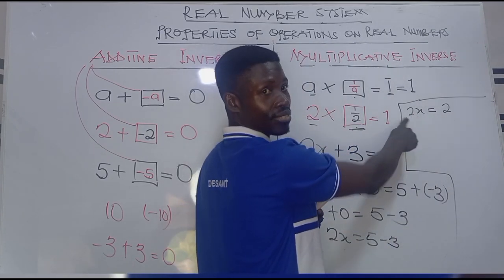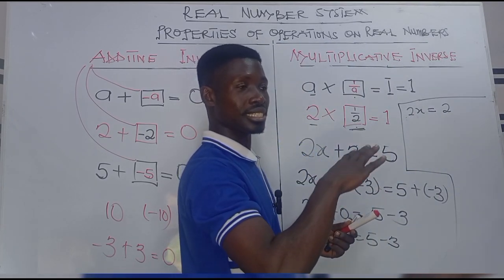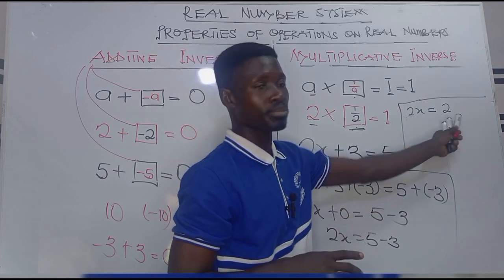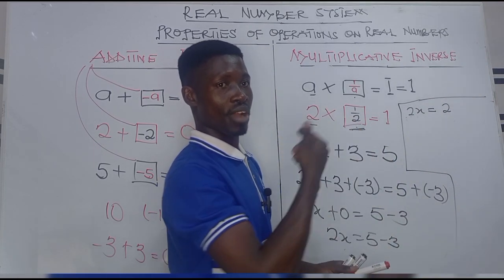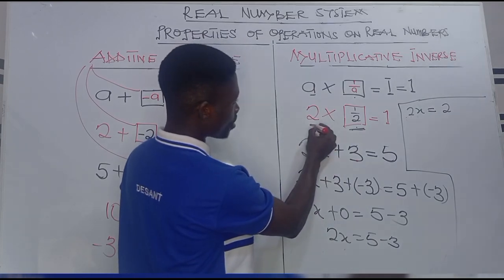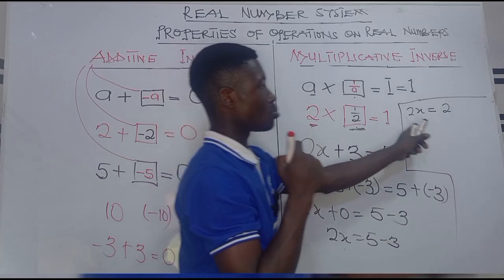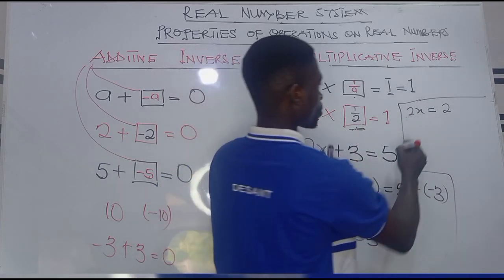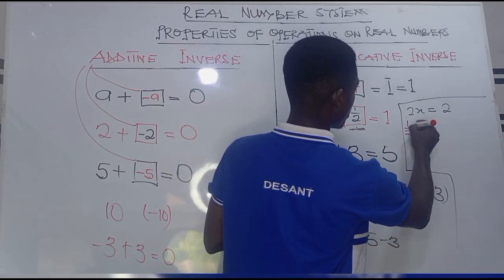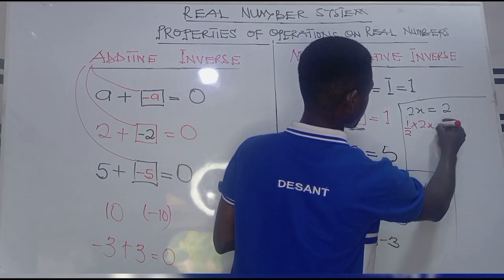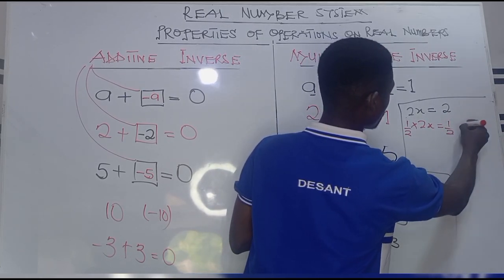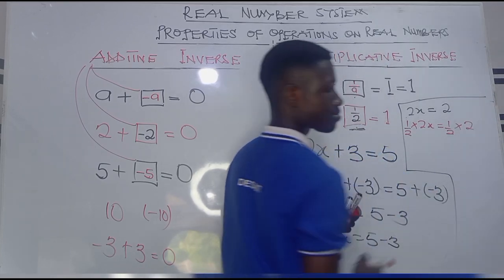We find the multiplicative inverse of 2, and then we use that multiplicative inverse of 2 to multiply both sides of the equation. And we have learned that the multiplicative inverse of 2 is 1 over 2. So we are going to use this inverse to multiply both sides of the equation. So we are going to get 1 over 2 times 2x is equal to 1 over 2 times 2.